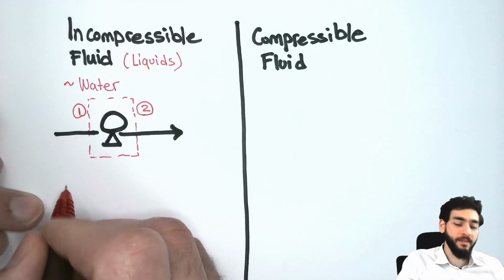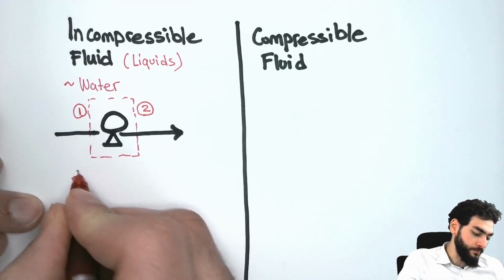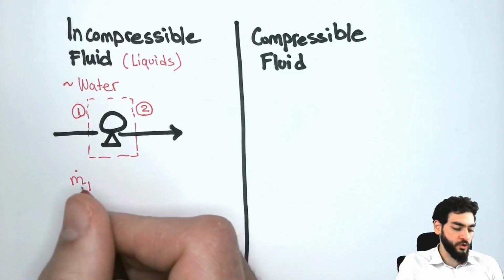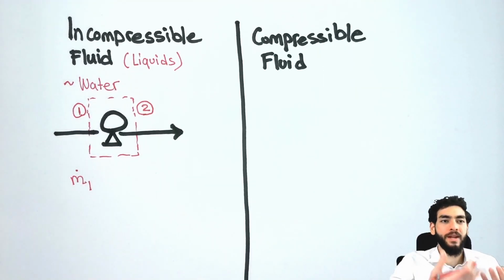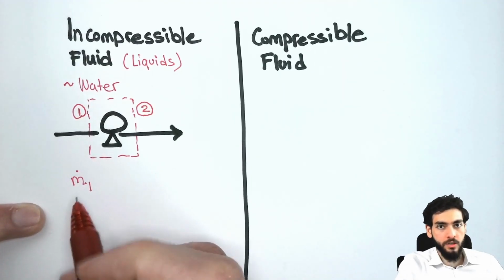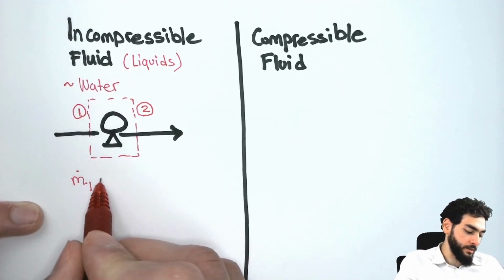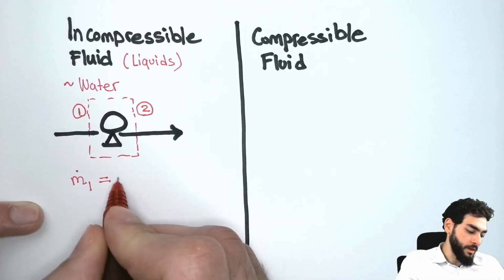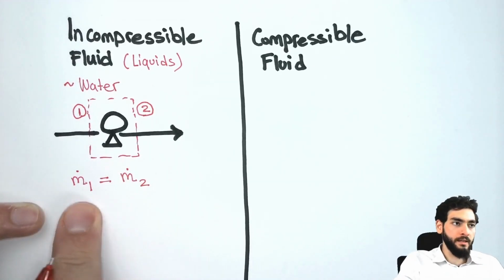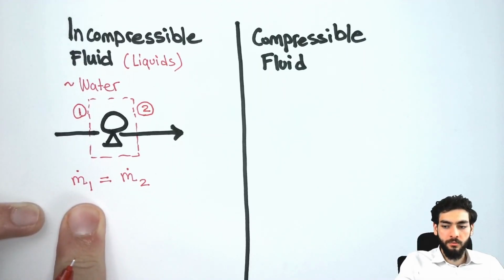And in terms of math, this will look like this: m dot 1. And I say dot because dot shows that I'm talking about a mass flow rate. So it's kilograms per second or kilograms per hour. So you understand the point. It is equal to the mass flow rate leaving the pump, right? So I would assume everyone would agree with me on this.